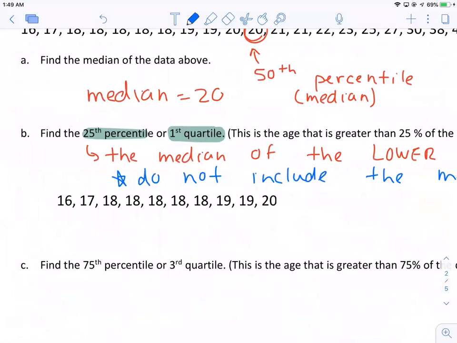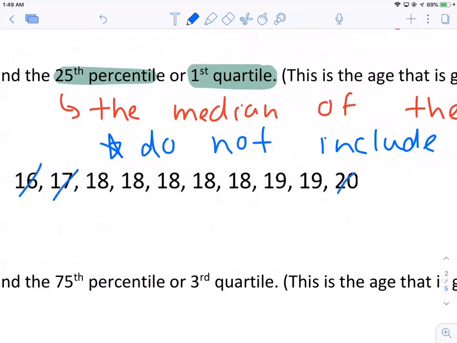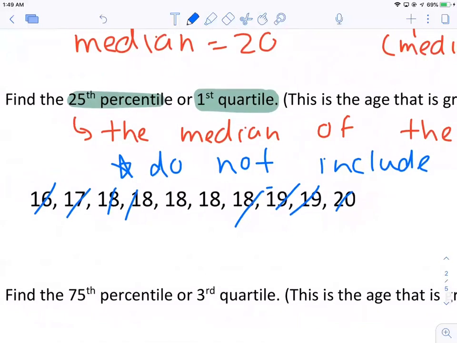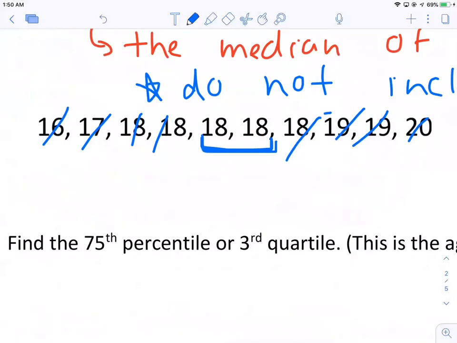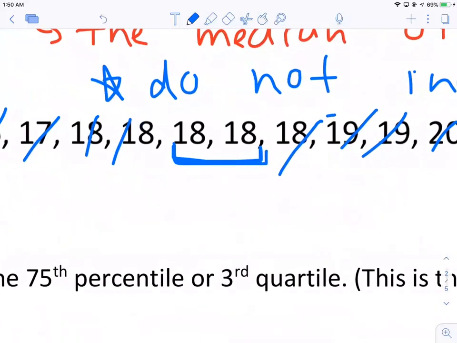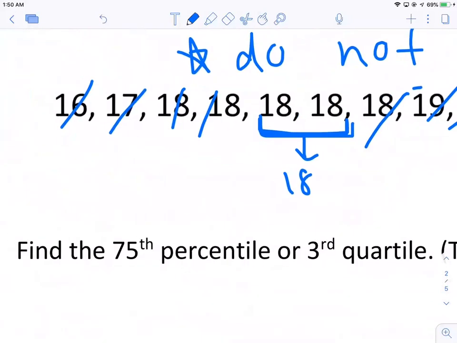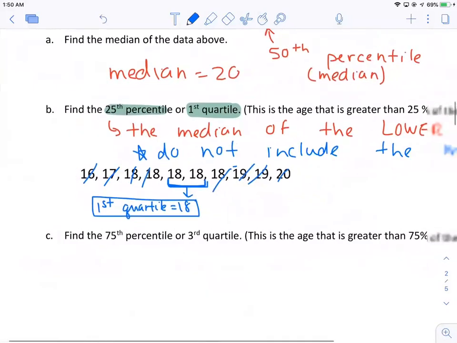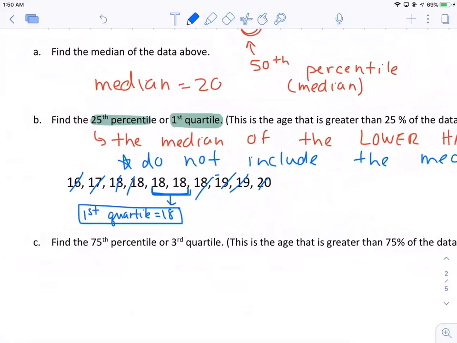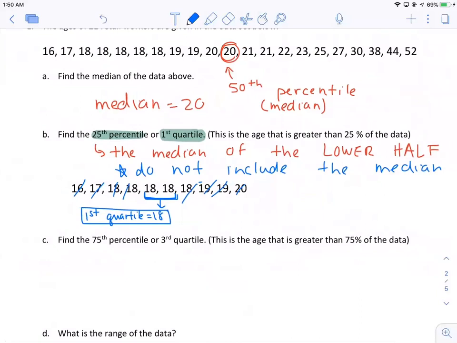So here's the lower half of the data. I'm going to cross that one from each end. Boom, boom, boom, boom, boom. And I notice 1, 2, 3, 4, yep, cross that 4 from each end. I notice I have two numbers in the middle. So our 25th percentile, or the first quartile, is going to be the average of these two numbers, which of course is 18. That is going to be our first quartile, also called the 25th percentile. That means this age of 18 is greater than 25% of the data.